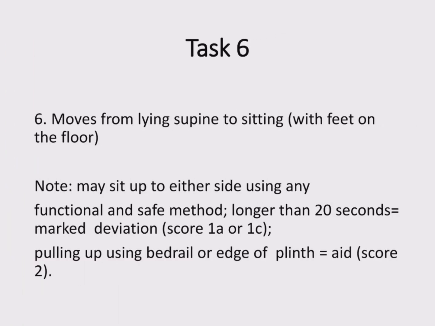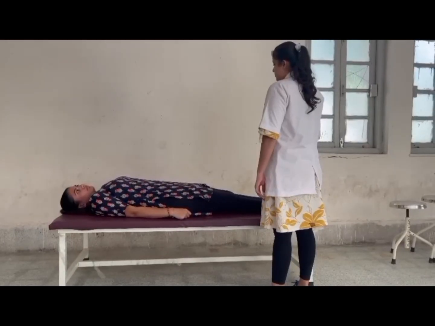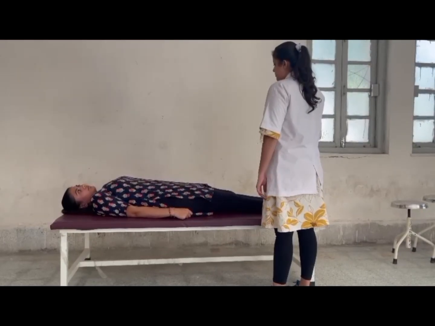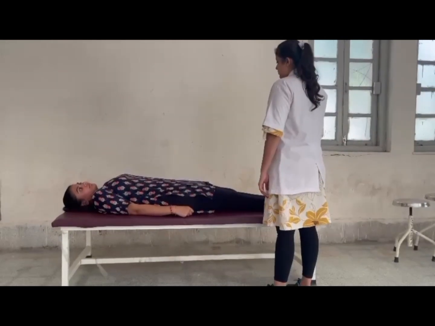Task 6: Moves from lying supine to sitting with feet on the floor. Note: the patient may sit up to either side using any functional and safe method. If it takes longer than 20 seconds, this is equal to marked deviation and a score of 1A or 1C is given. If the patient pulls up using a bed rail or the edge of the plinth, then a score of 2 is given. Ask the patient: please sit up and place your feet on the floor.